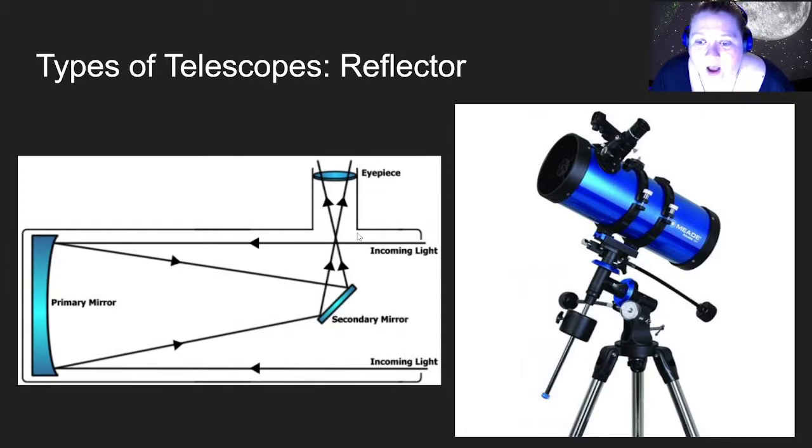So that's the big difference, right? I'm sorry, guys. The refractor has the lens at the front. The reflector has a mirror at the back.